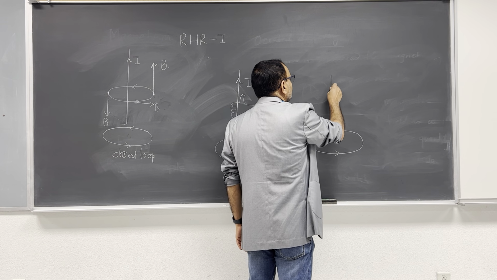Straight current, magnetic field is circular. Circular current, magnetic field is a straight line. So this is how you have to figure out the direction of the magnetic field. Again, this is Oersted's discovery: the current produced the magnet. Another point I'd like to talk about here is the word magnetic lines of force.